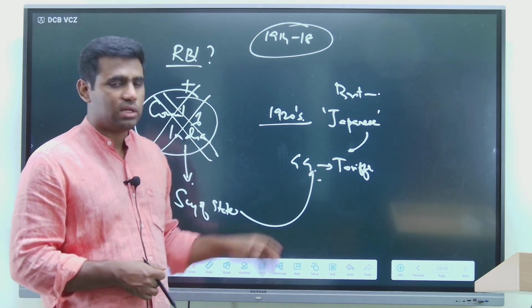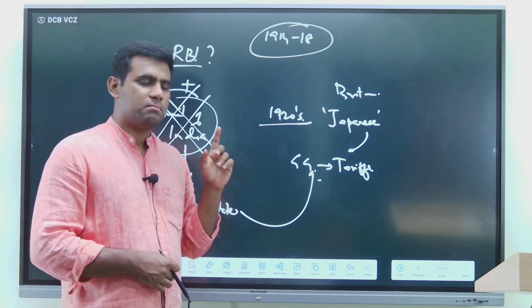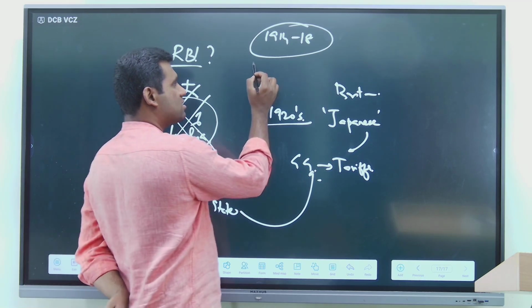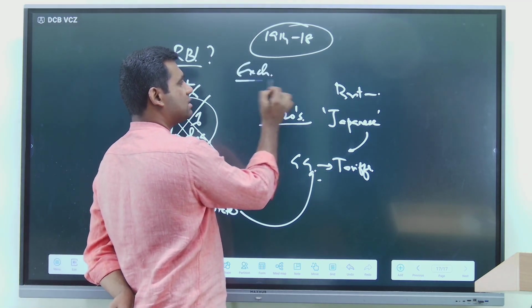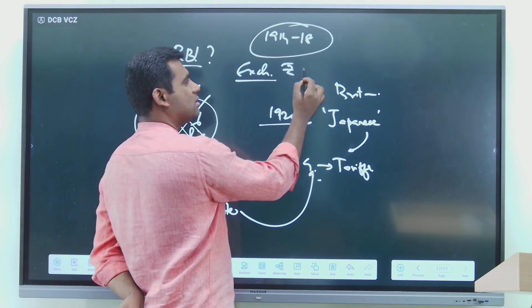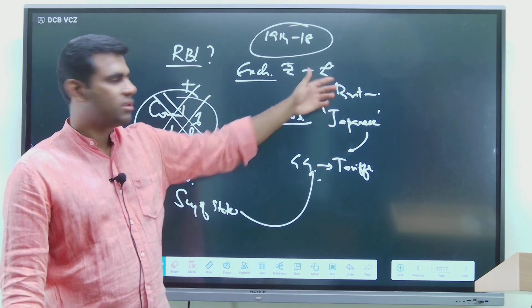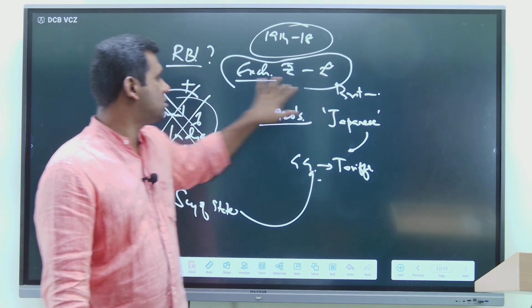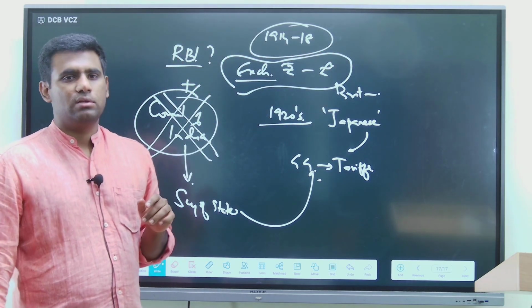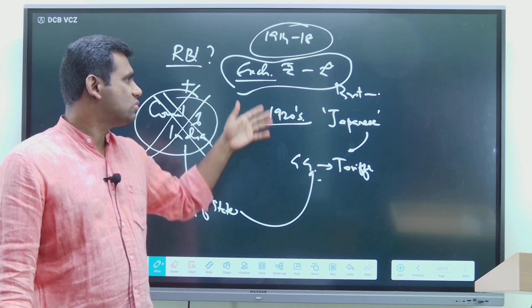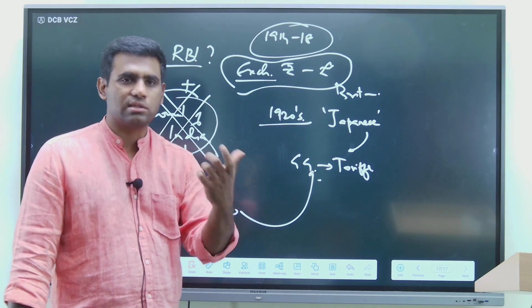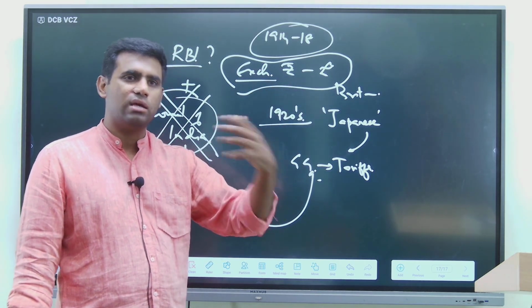And not only that, the power to fix the exchange rate between Indian rupees and the pound sterling, the British pound, right? This used to be fixed in Britain. Okay, it was Britain which used to fix this exchange rate, and they used to fix the exchange rate whichever was in ways convenient for them.